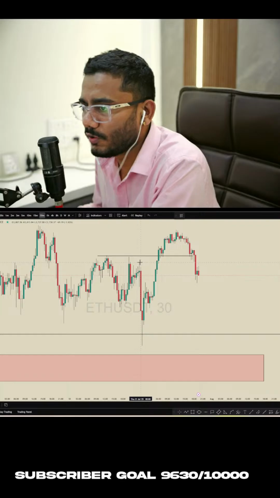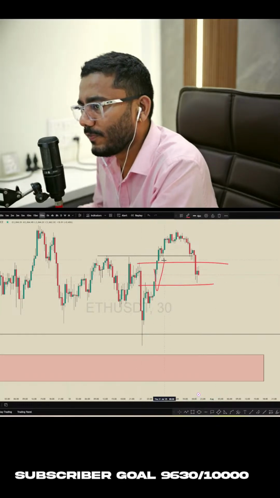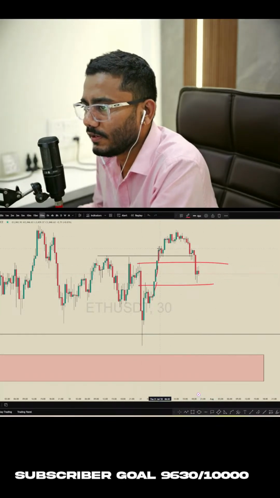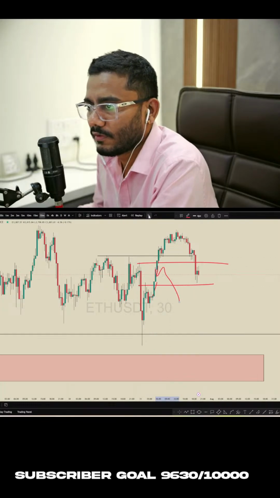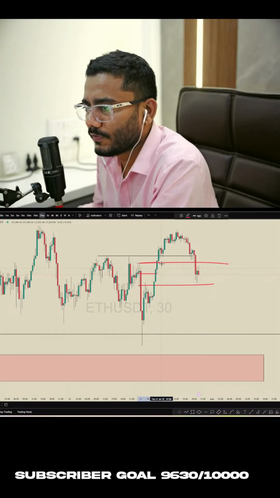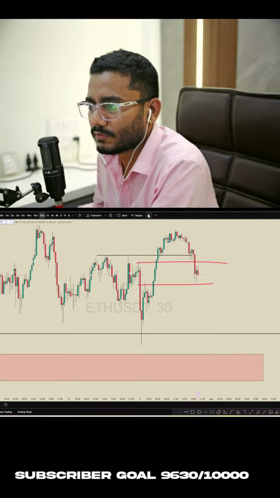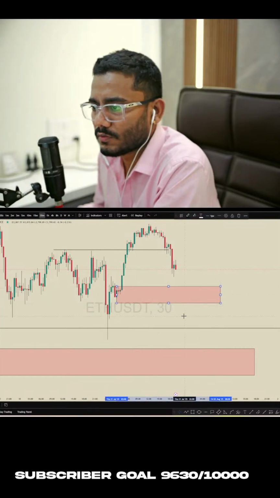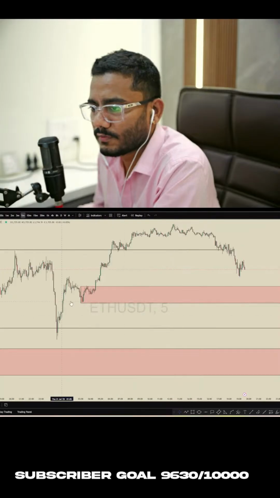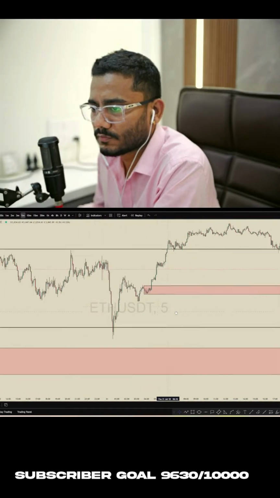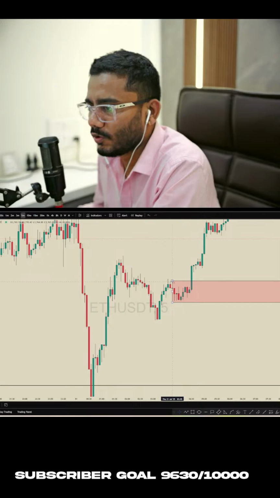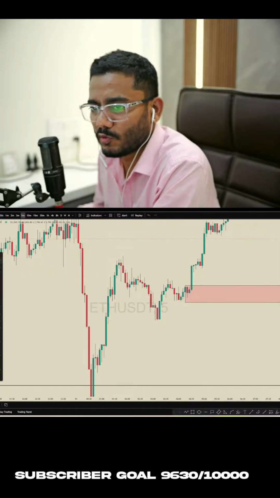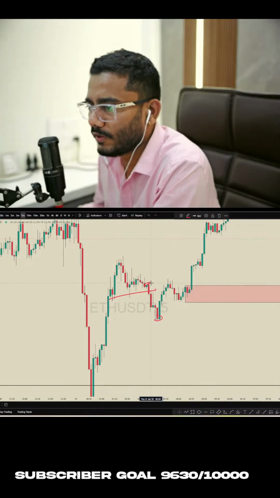Here, we are not using this breaker block because there is no liquidity sweep in this area. Price in 3 candles broke the structure. It never gave any respect to this order block. So we'll skip this area and we'll focus on this area. So in 5 minutes, I'm not focusing on this order block. I'm focusing on this moment. This moment is more important than this area. So I'll mark this whole move.